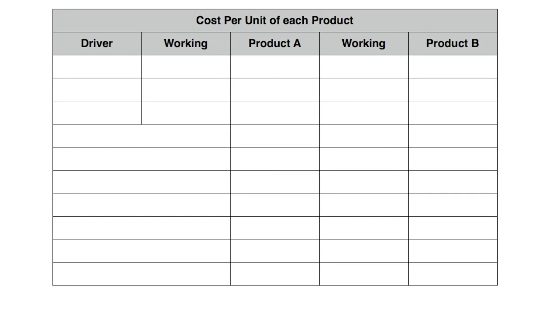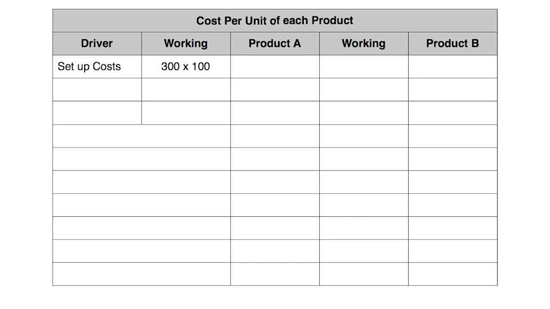We can now use our cost per driver to calculate the total cost per unit of each product under ABC costing. So what we'll need to do is firstly allocate out the overheads and then add in the other costs. So we've got product A and product B. The first driver we're going to allocate out is our setup costs.